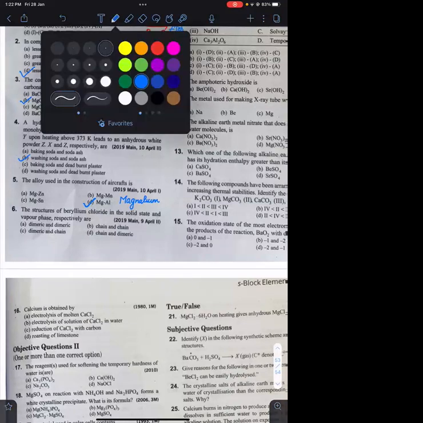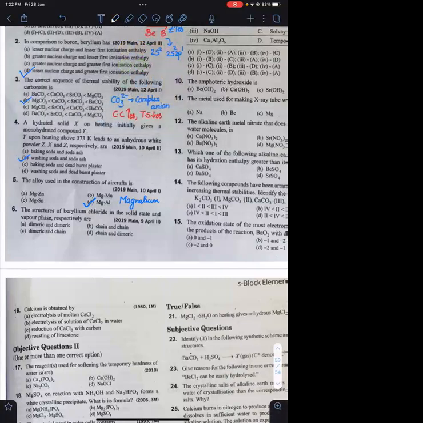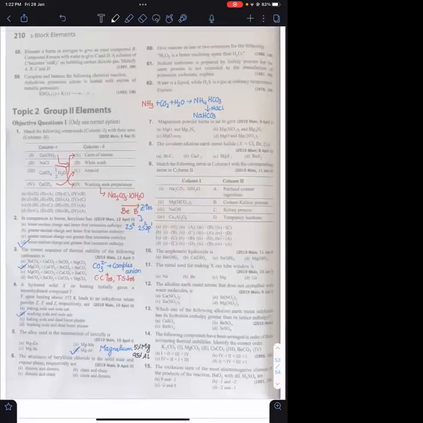And this has a percentage: there is only 5% magnesium in it, and the remaining 95% is aluminium. You can also remember this data: 5% magnesium and 95% aluminium, and the name of the alloy is magnalium. Is that clear?